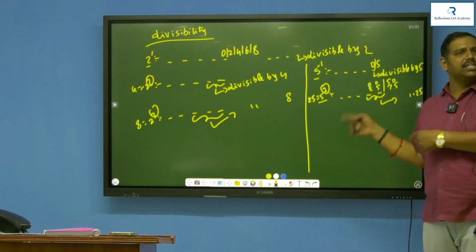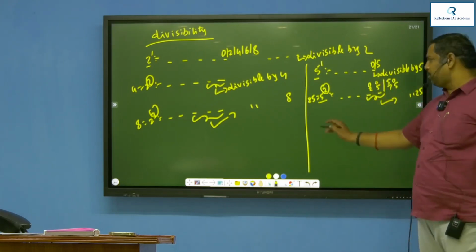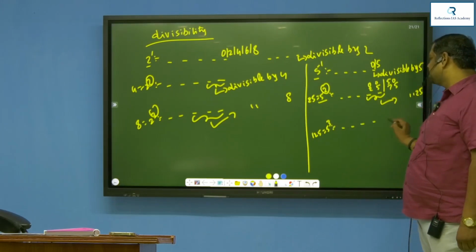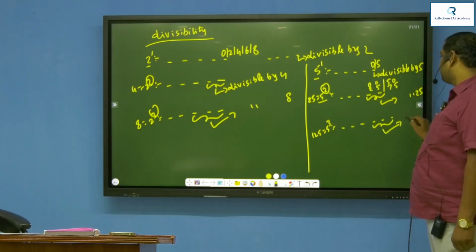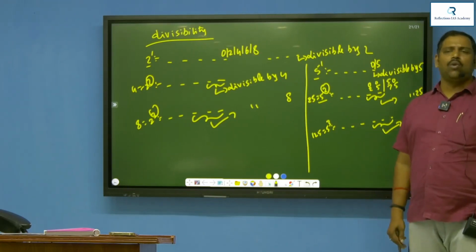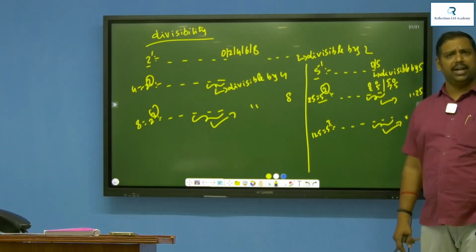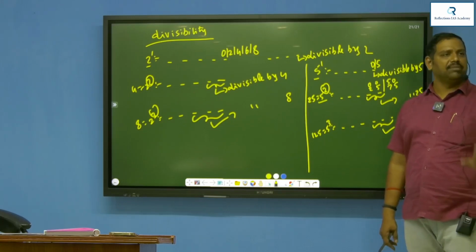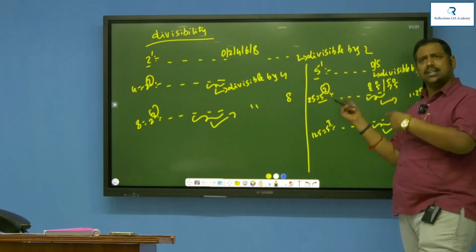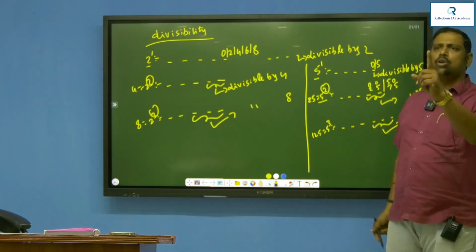Suppose you want 125, it is equal to 5 cube, right? So the last 3 digits should be divisible by 125. We have only 8 such numbers: 000, 125, 250, 375, 500, 625, 750, 875. This is about powers of 2 and powers of 5. Is it clear? A single rule for both.